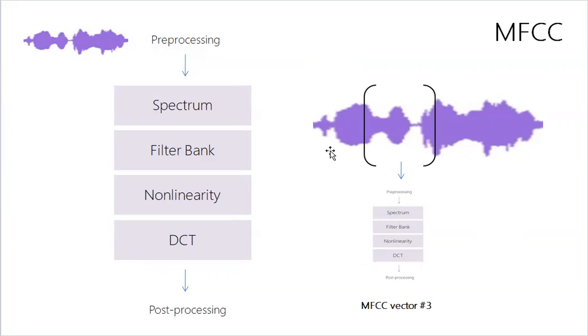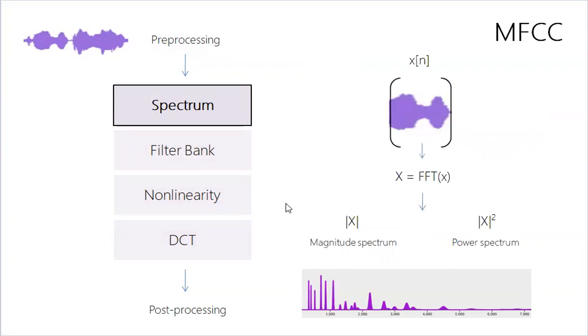Now let's talk about each of these blocks in more detail. So the spectrum block: we do the fast Fourier transform on the frame of signal. Fast Fourier transform is a complex operation, so we will have complex values. We discard the phase information and get the magnitude spectrum, by taking the absolute value of the complex numbers. But usually we compute the power spectrum. So we can see already that we have at least 2 possible options here.